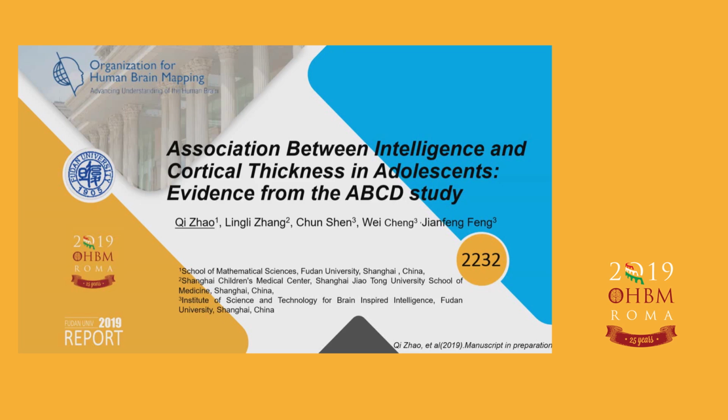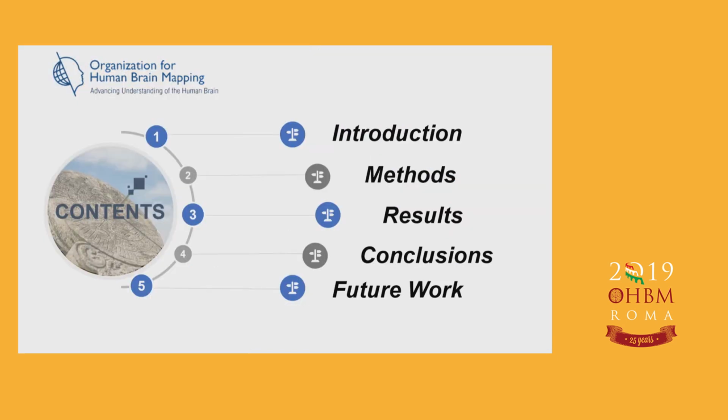The work I'm going to present is the association study between intelligence and cortical thickness in adolescents, using the Adolescent Brain Cognitive Development dataset. I will show it from these 5 aspects.